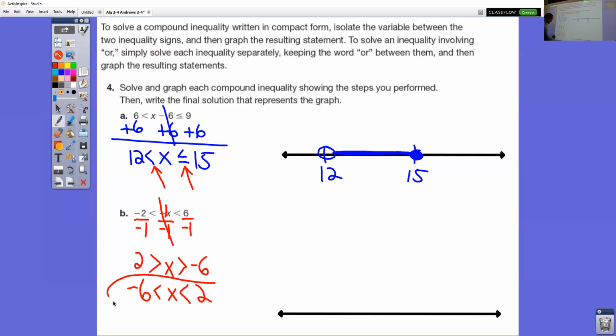So this is really our answer, because we always need that smallest number all the way over to the left, and we need the less than symbols in an "and" statement. So -6 would go here, 2 would go here. We would have an open dot, and they would come together in the middle because it is an "and" statement.